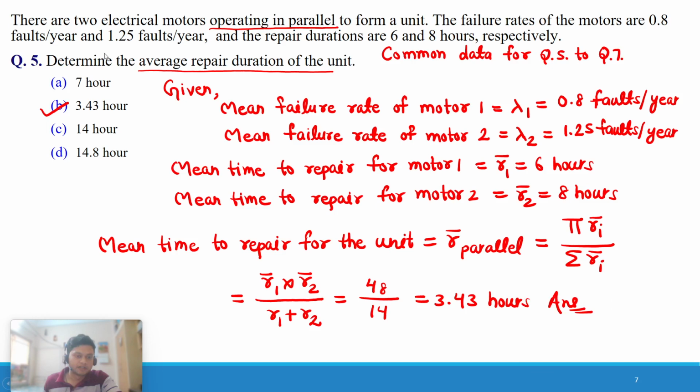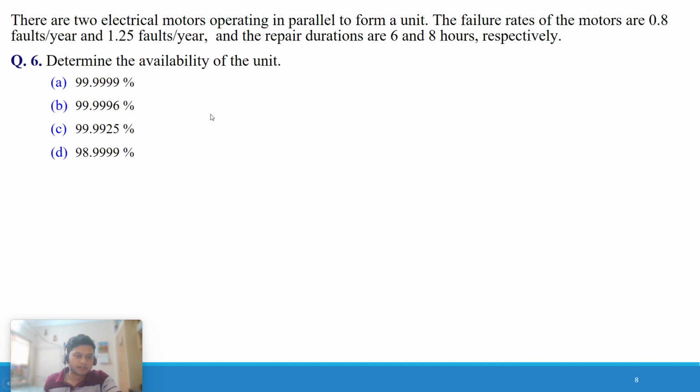Now let us see the next problem based on similar data. In this problem we have to find the availability of the unit. You can directly put the equation for the availability of the unit. Otherwise you can first find the unavailability of the unit and then find the availability. So first I will find the unavailability of the unit.